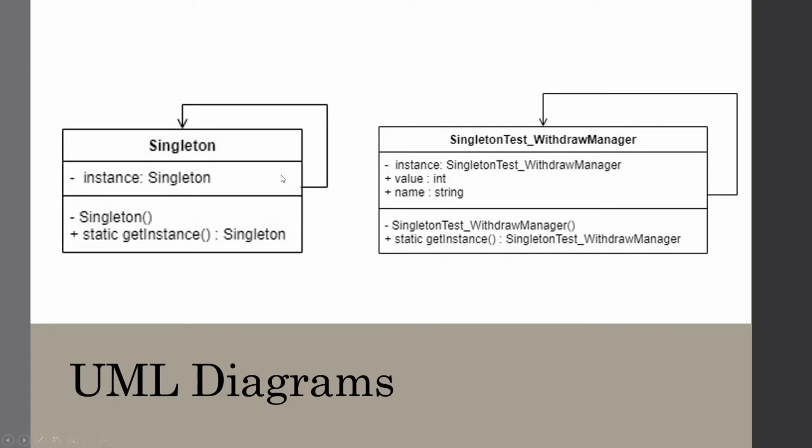It shows us the private static variable, which holds the only instance of the class. It also shows the private constructor. With this, the class cannot be instantiated anywhere else. And also, it has this public static method, which returns the single instance of the class.